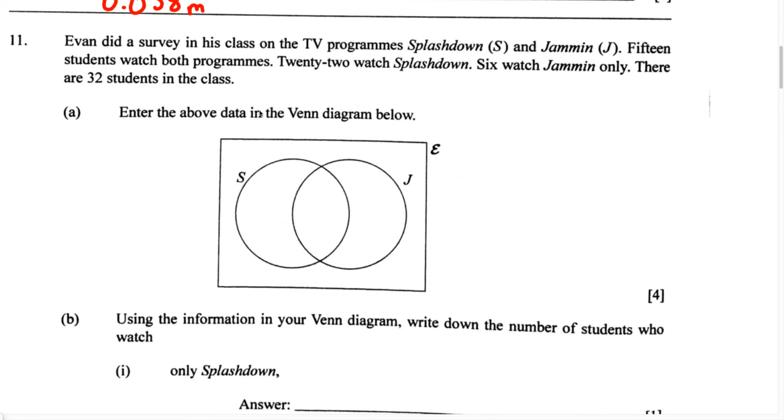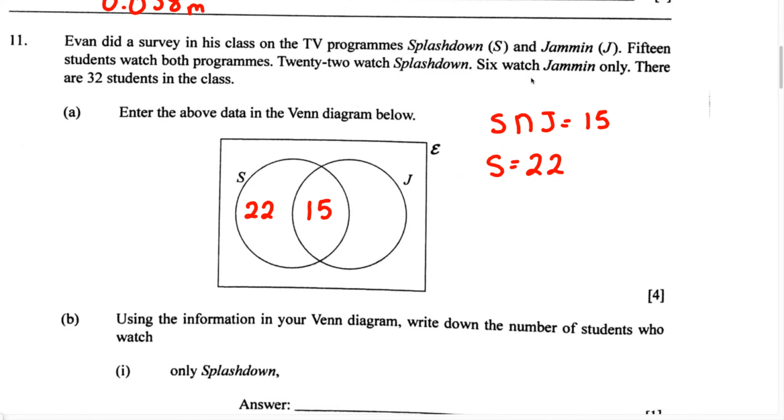15 students watch both programs. So if 15 watch both programs, we know 15 is going to be in the intersection, which is going to be right here. So we can write S intersect J equals 15. And we know the intersection is going to be right here, so we can just write 15. Now it says 22 watch Splashdown. So we have 22 students that watch Splashdown. We can write S for Splashdown equals 22. Now in the Venn diagram, we can write 22.